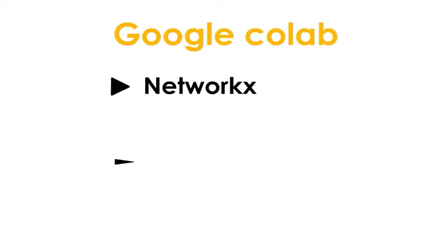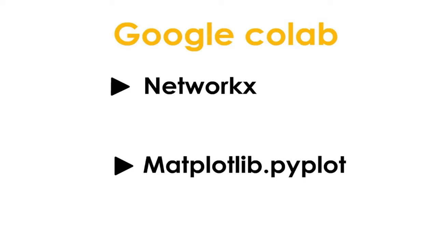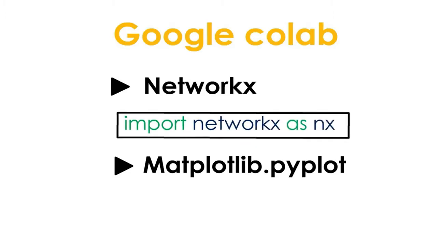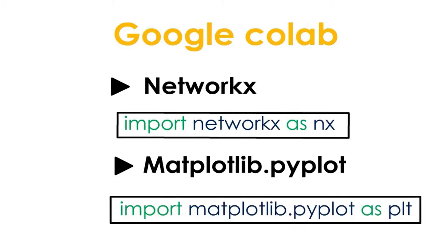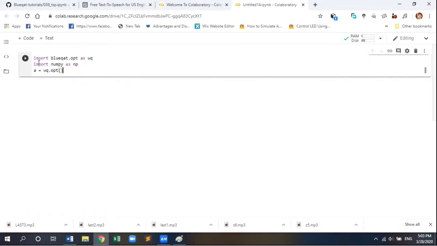Next, after the installation of Blueqat in Google Colab, let us install the Python modules called networkx and matplotlib.pyplot. We have to import libraries like import networkx as nx, and import matplotlib.pyplot as plt. After preparing Blueqat, the process of importing libraries and making an instance is done.